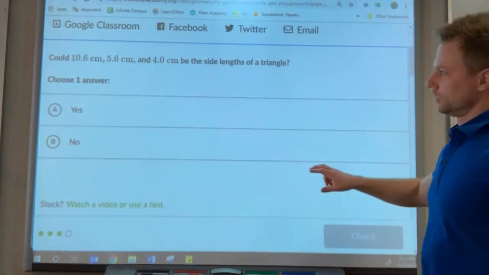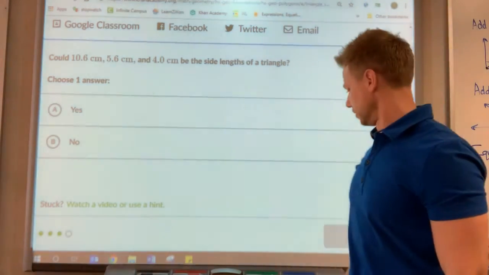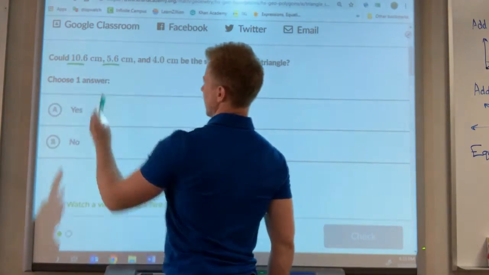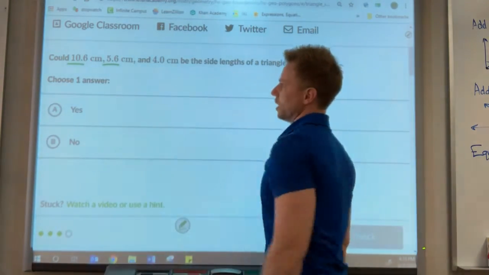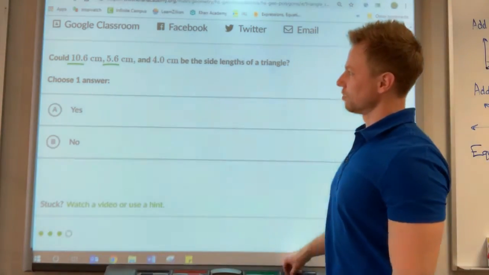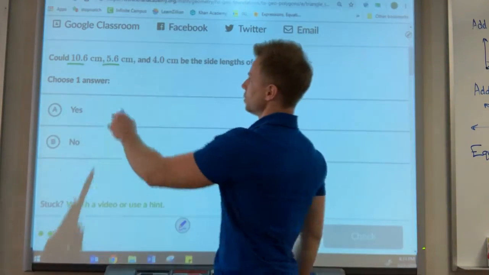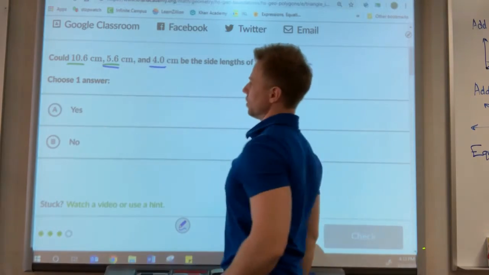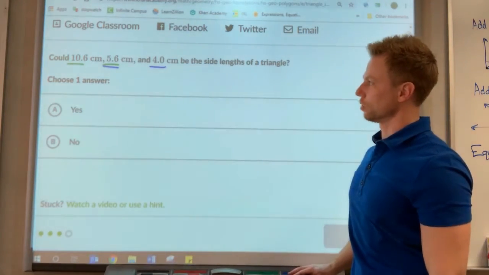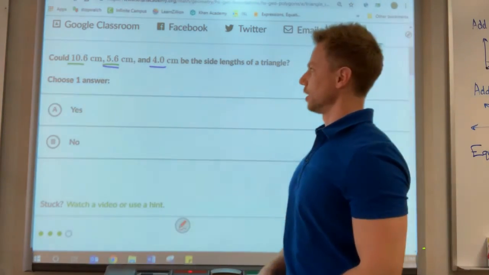Okay, this one, same idea, but they didn't draw the triangle this time. They just gave us side lengths. So any two sides added together has to be larger than the third side in order to make a triangle. So 10.6 plus 5.6, those added together has to be bigger than 4, which it is. And then 5.6 plus 4.0 has to be bigger than 10.6 to make a triangle, which it's not. So this actually isn't going to make a triangle.